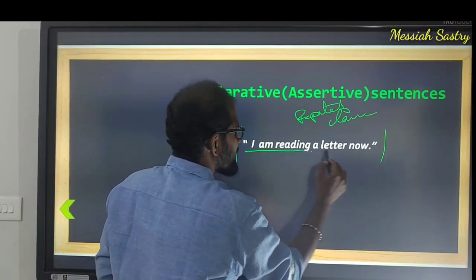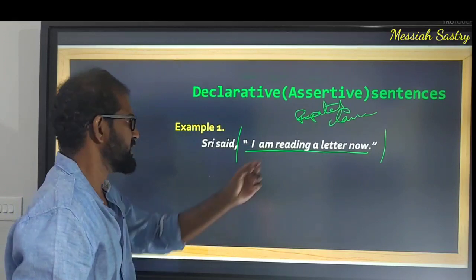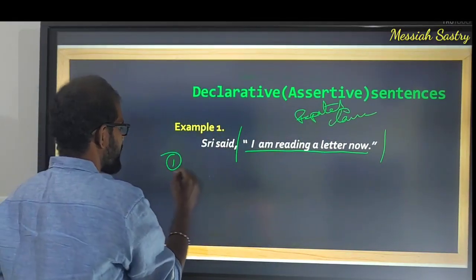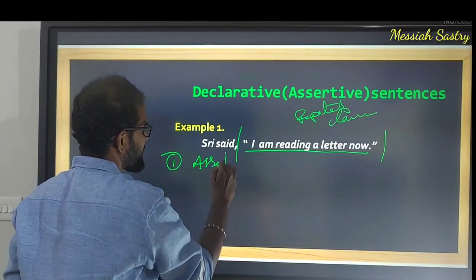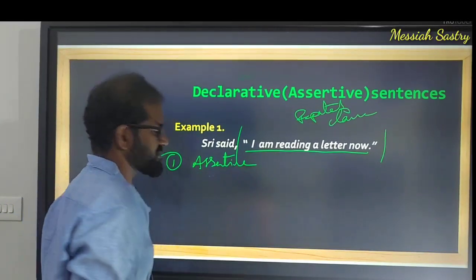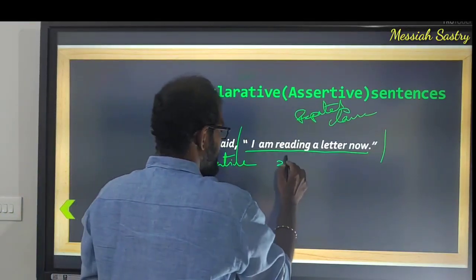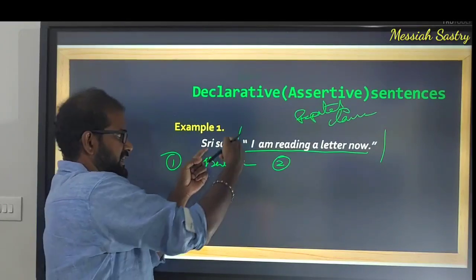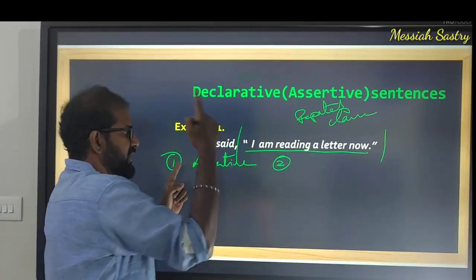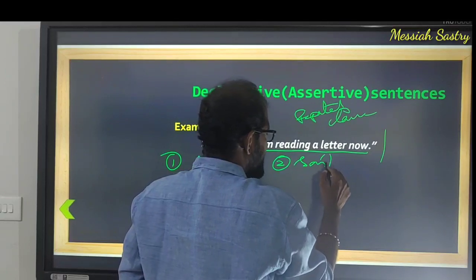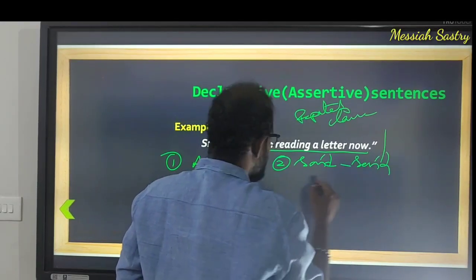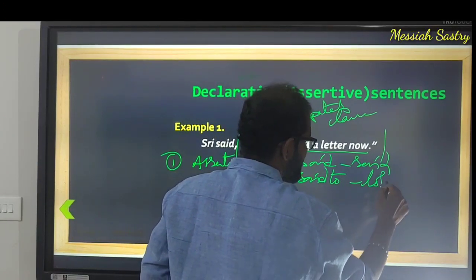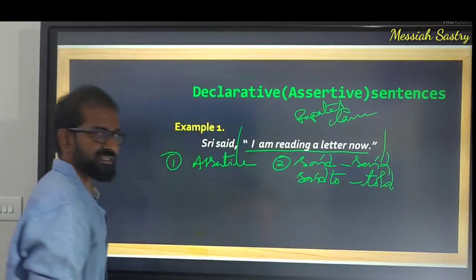Here let us see. I am reading a letter now. What kind of sentence? It is a statement. It is a declarative sentence, or we call it an assertive sentence. Whenever you come to know the given sentence is an assertive sentence, you need to remember the points. Said, there is no change in said. If there is said to, it changes to told.